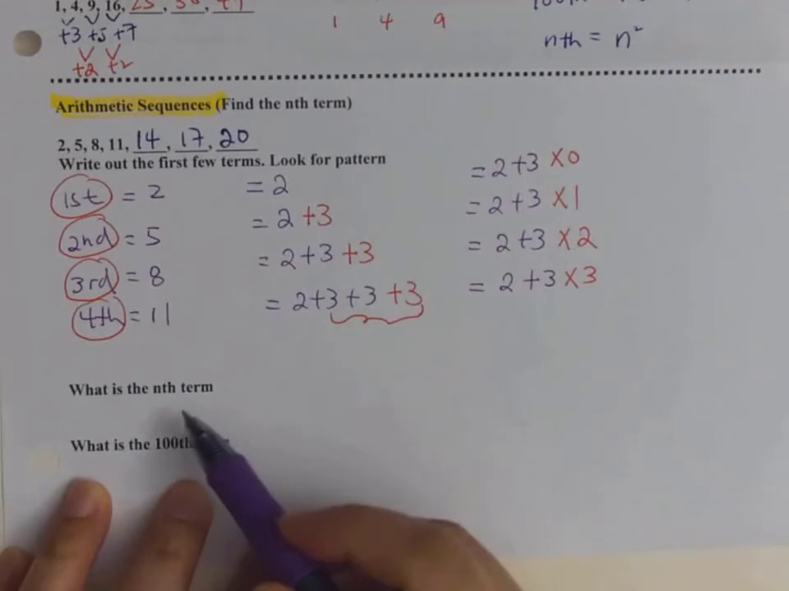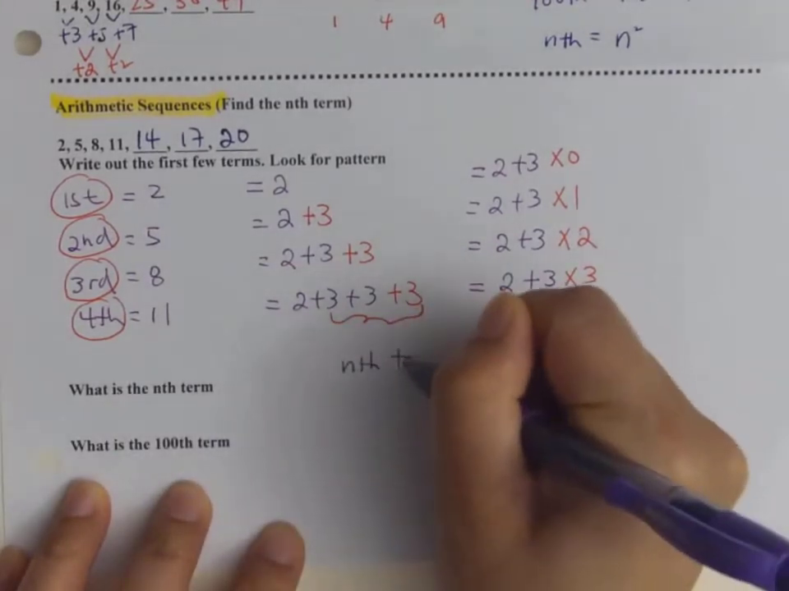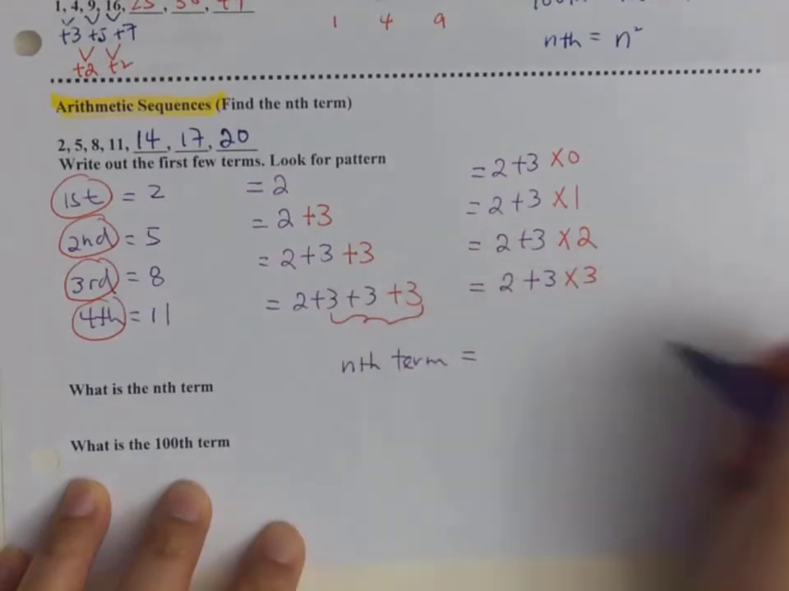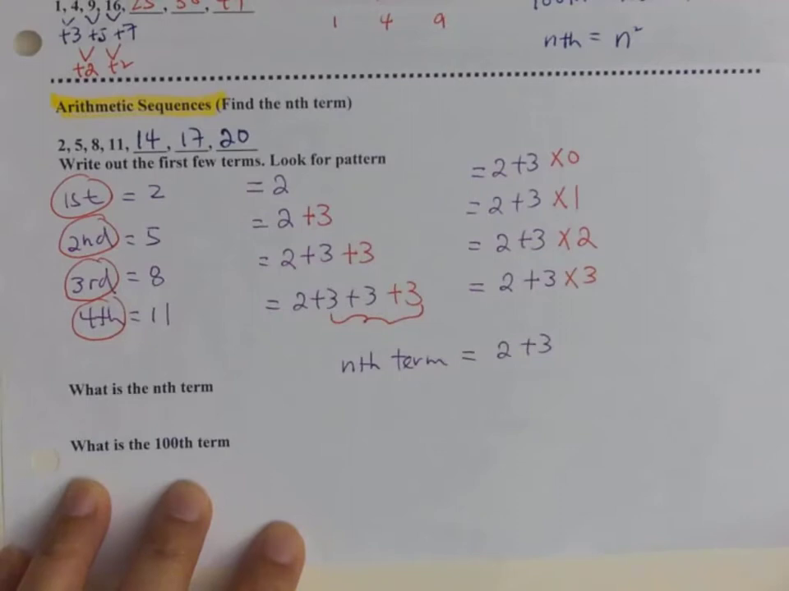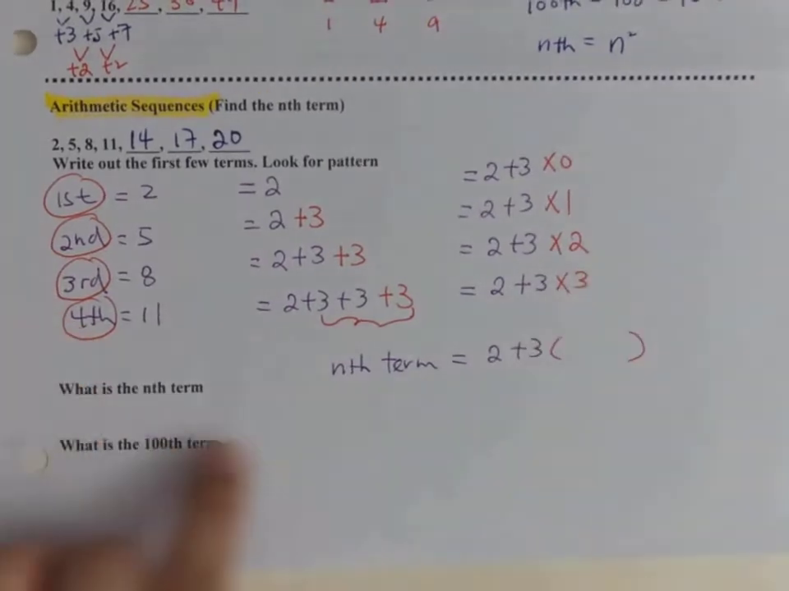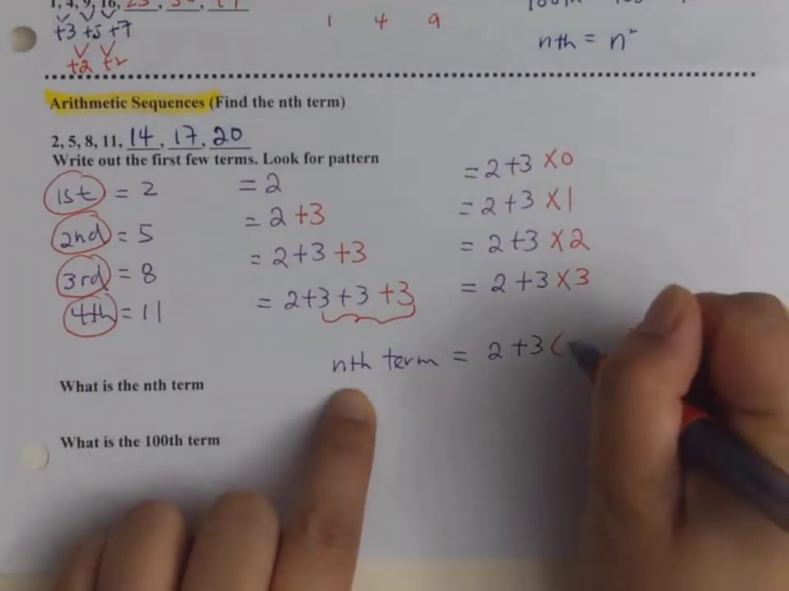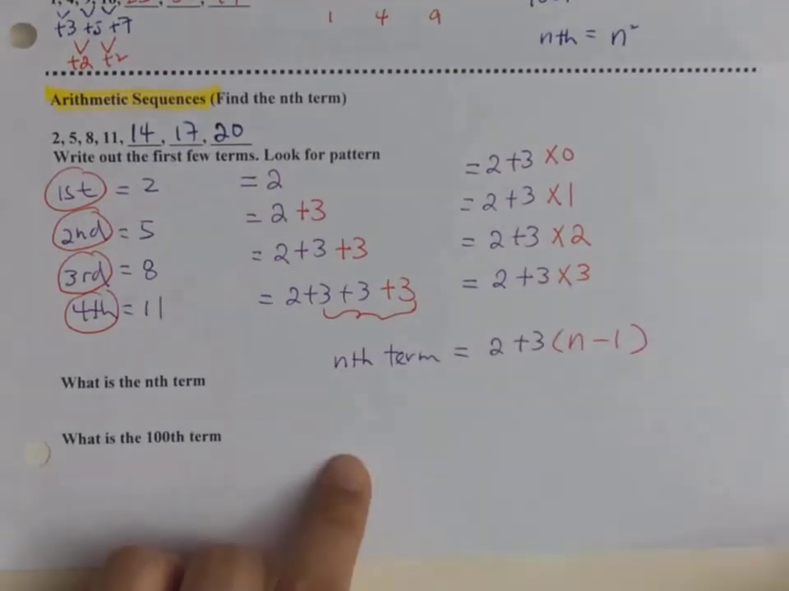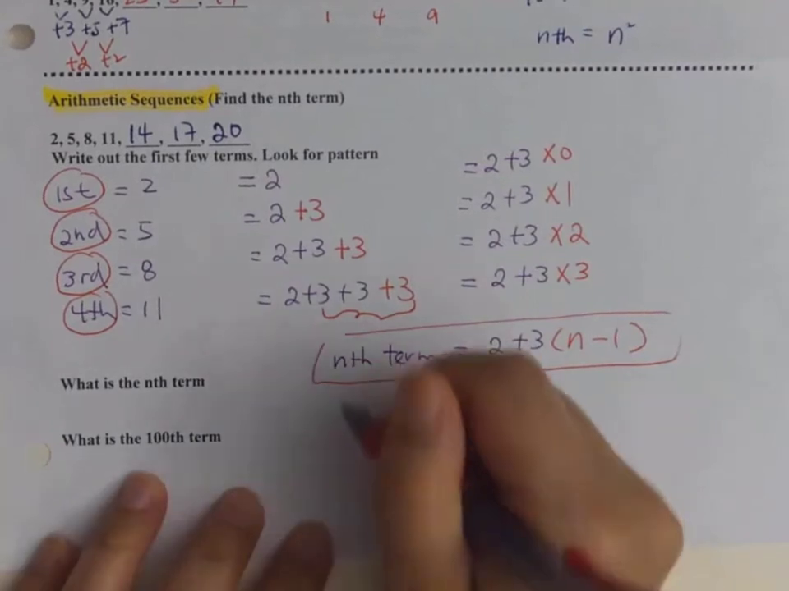And if they ask you to find the nth term, then again, for this particular sequence, I need to start with 2 plus 3, right? And what are we multiplying? It's supposed to be 1 less than the term, right? So this is the nth term, so we need to multiply by n minus 1. Is that okay?